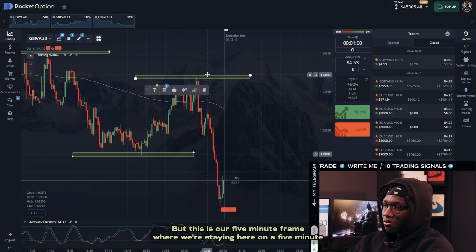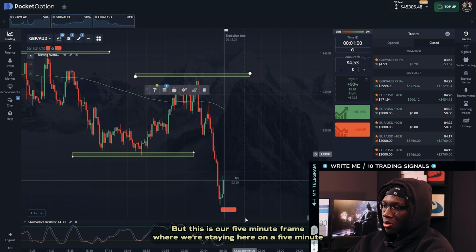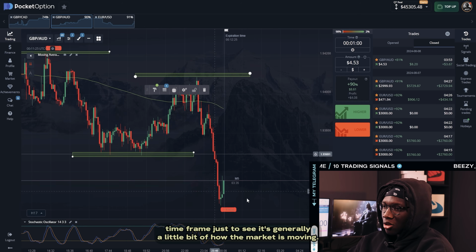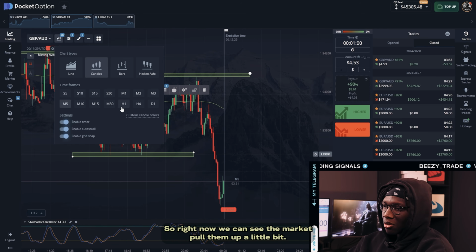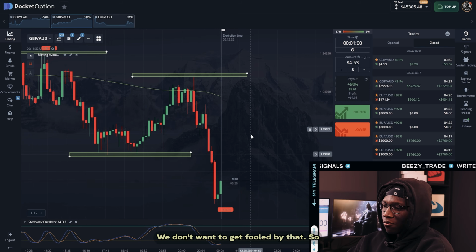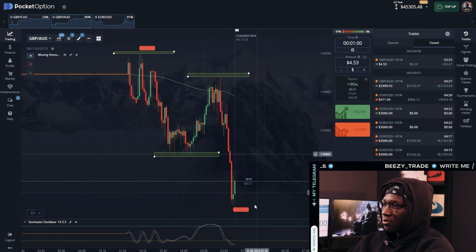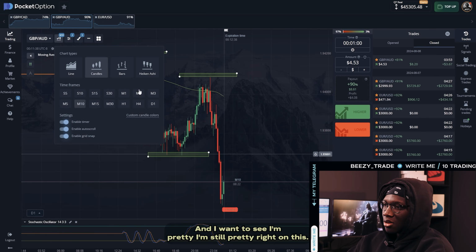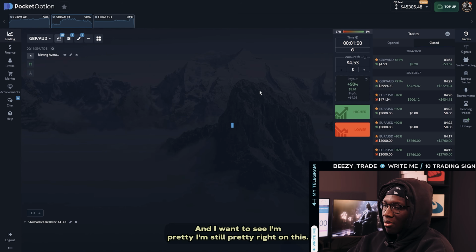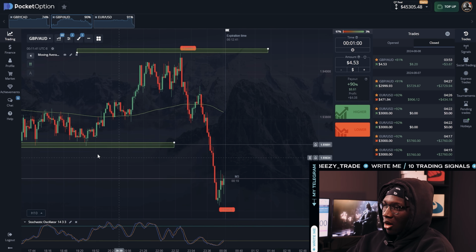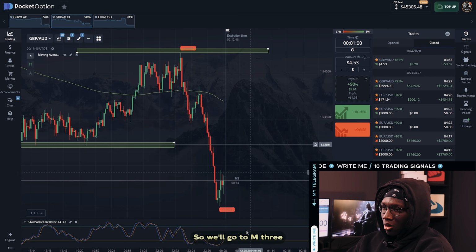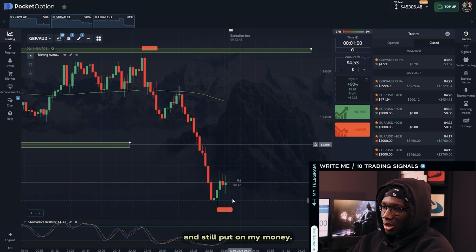But it's our 5-minute frame. We're staying here on the 5-minute time frame just to see generally a little bit of how the market is moving. So right now we can see the market pulling up a little bit. We don't want to get fooled by that. So let's go back to about 10 minutes, and I want to see. I'm still pretty right on this. Alright, so we'll go to M3 and still pretty on the money.